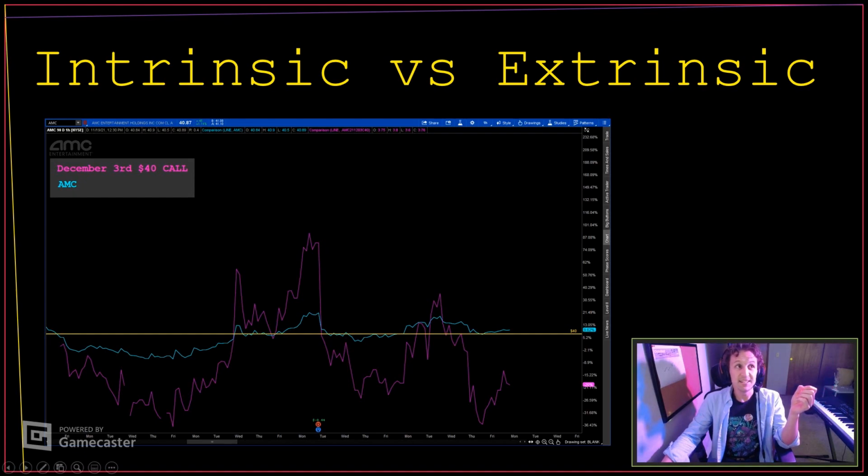What you're going to see is a yellow line. This is $40. This is the strike price. And I'm going to walk you through how this call option's value relates to the price of the stock.